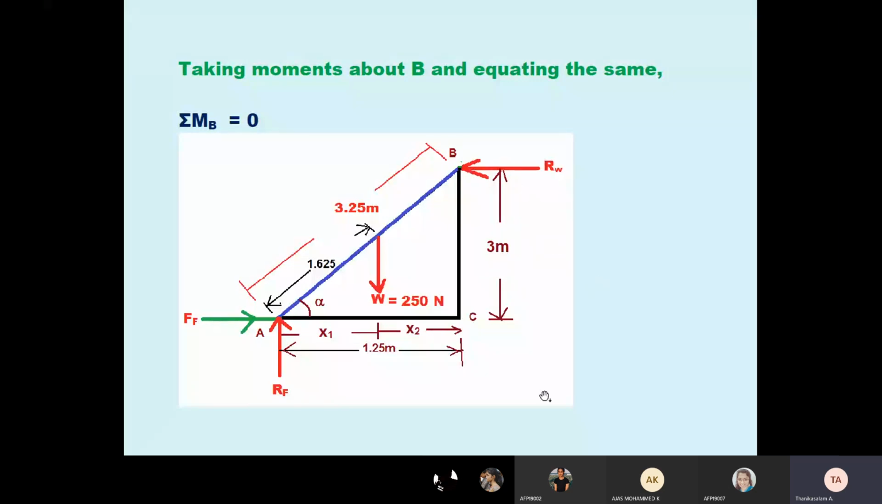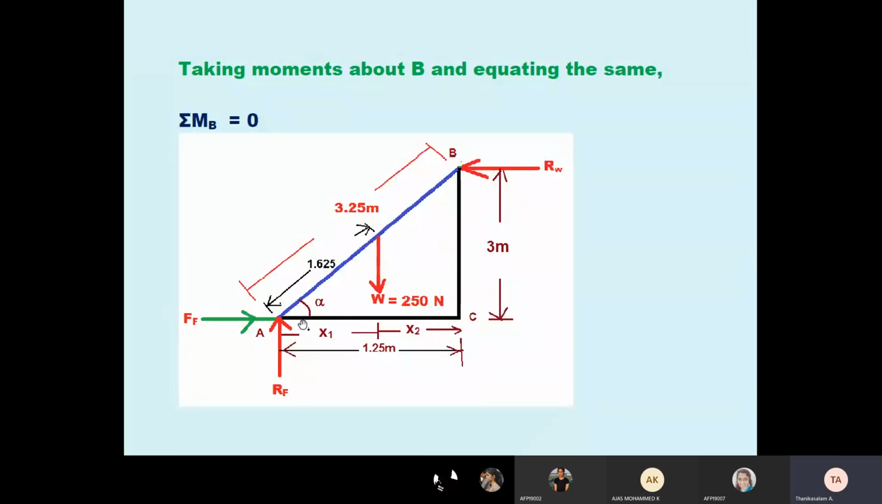What are the other forces giving? That is W into x2, anti-clockwise. Students, W into x2. Okay, then RF into 1.25. RF with respect to the B point. B is here, but just to take the horizontal distance, B is here. Therefore, C to A, this distance, RF is perpendicular. C is perpendicular with B. Therefore, RF into 1.25, clockwise.